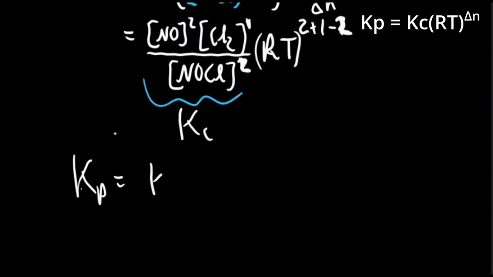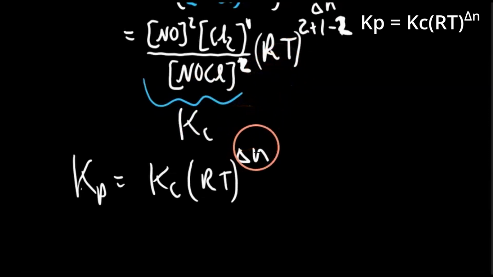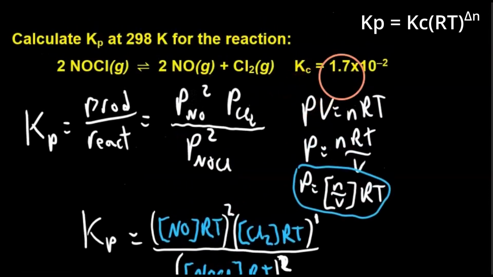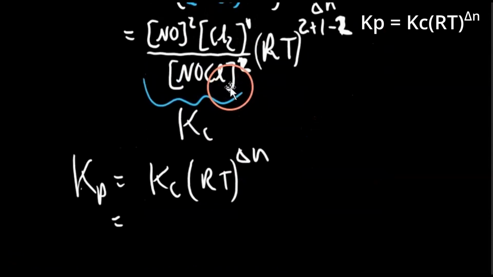Kp equals Kc times RT to the change in moles. This is our equation, the one you see up on the top right, and this is the one we plug in to convert between them. So I think we know what Kc is. Kc is 1.7 times 10 to the negative 2.